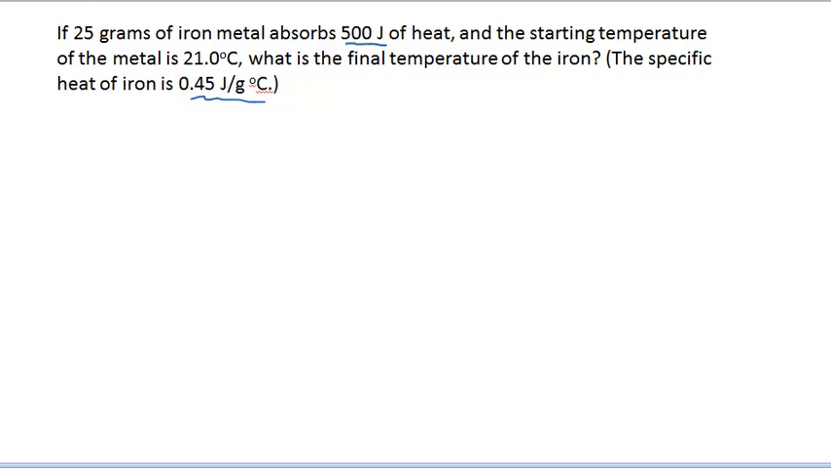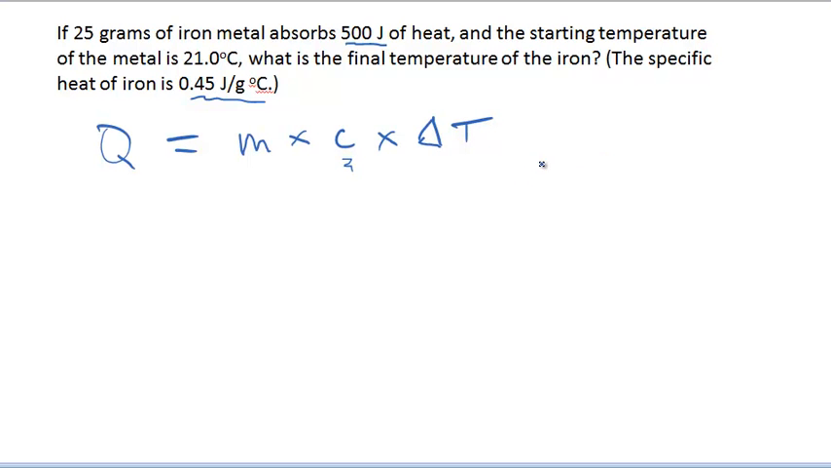All right, so let's get down to business. Now, on pages 476 and 477 of your textbook, it talks about specific heat, and it gives you this equation which relates the amount of heat energy that can be absorbed by an object to that object's mass times the specific heat of that object times the change in temperature of that object.